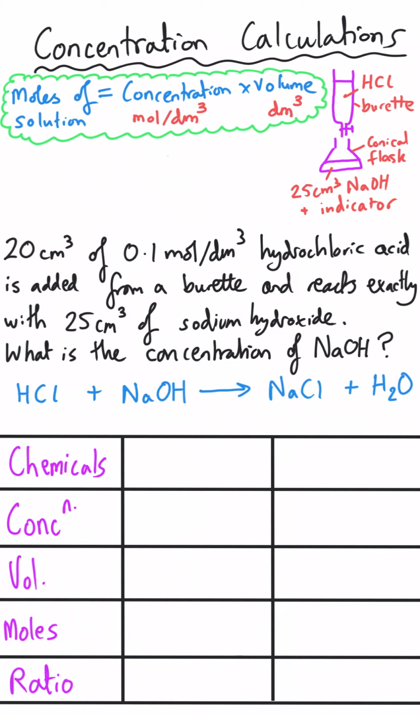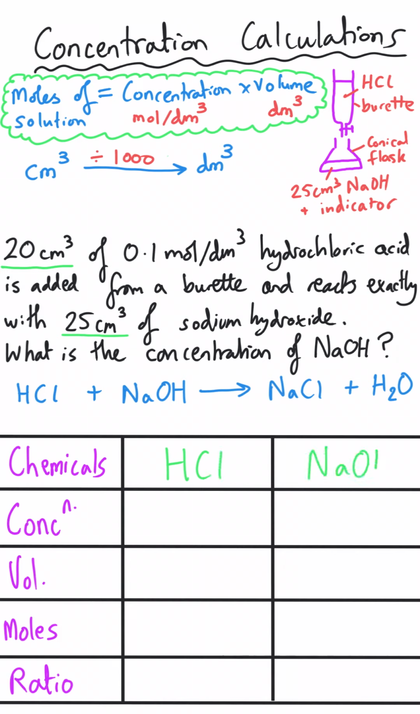So there's two things to note here. First of all, the actual equation itself, but secondly, the units. And the significance of the units, if we take a look at the data in the question, we've been given 20 centimeters cubed, 25 centimeters cubed. We haven't been given these in decimeters cubed. And so we need to remember that to convert centimeters cubed into decimeters cubed, we need to divide these numbers by 1000.